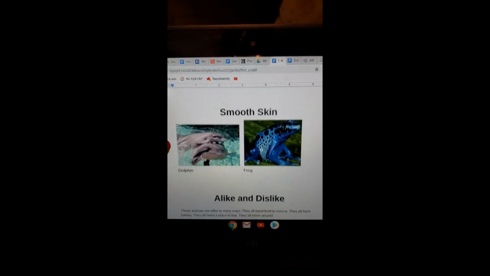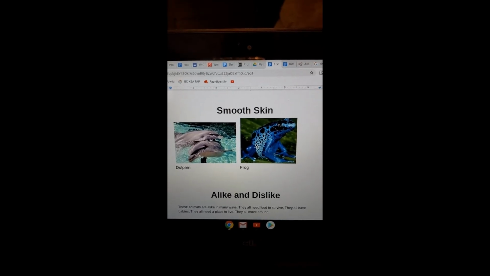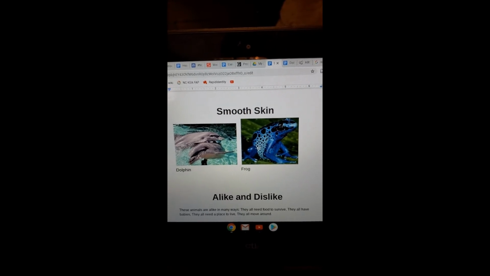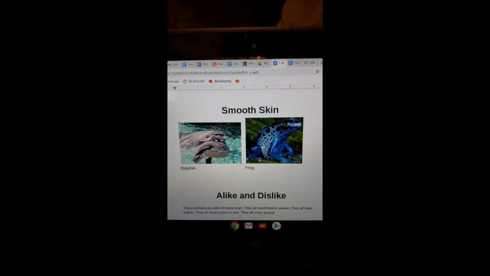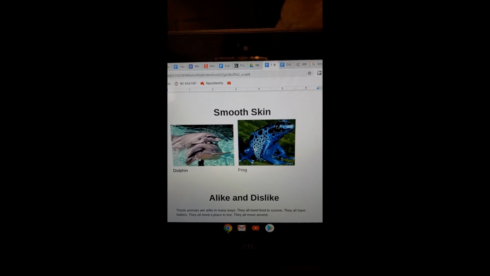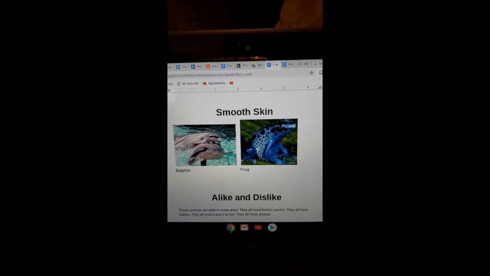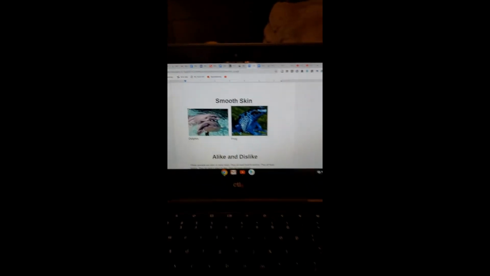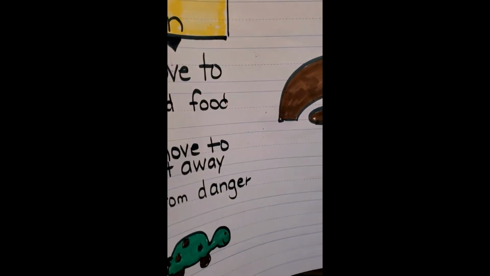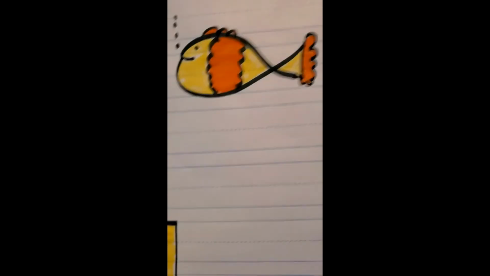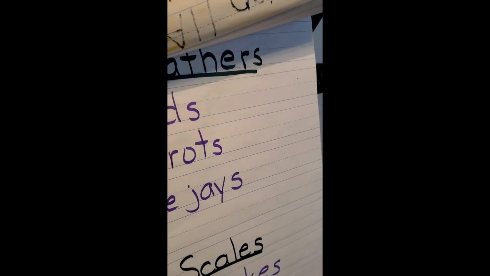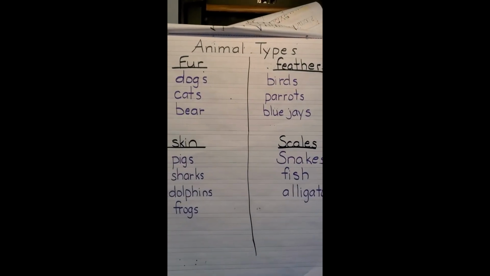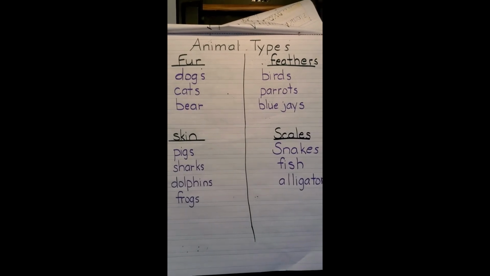And then we've got the smooth skin animals, like the dolphins and the frogs. The dolphins are kind of like fish. They have fins, and frogs have legs. So those are some ways that they are alike and different. So let's look back over here, and I'm going to show you another chart. Animal types.